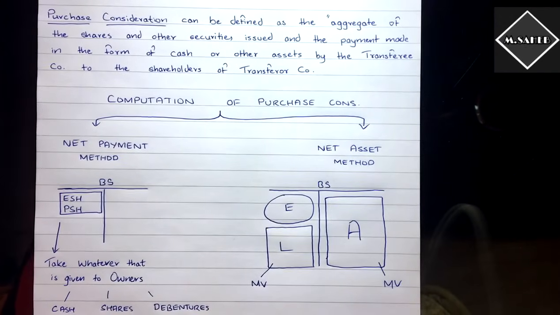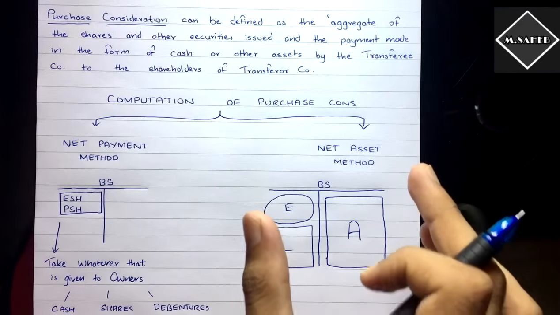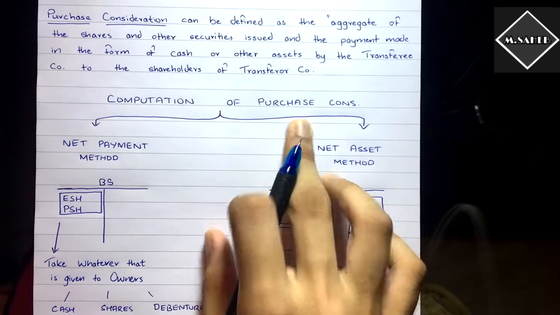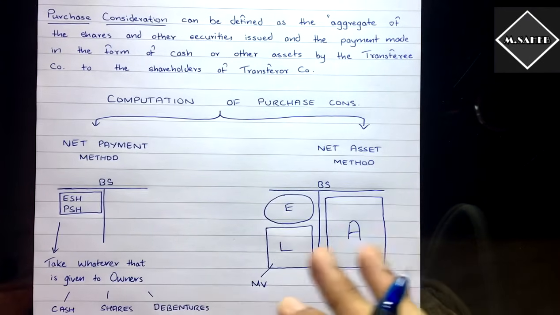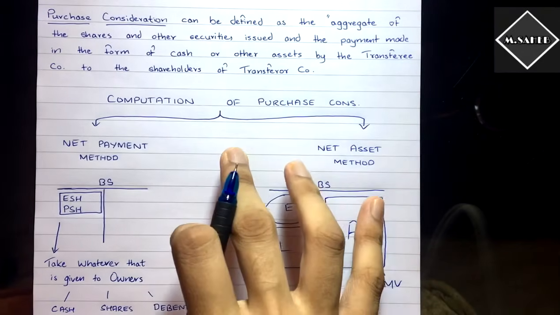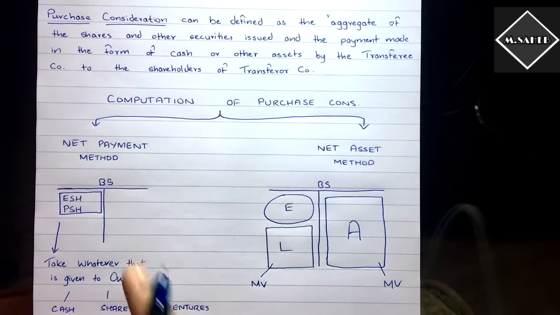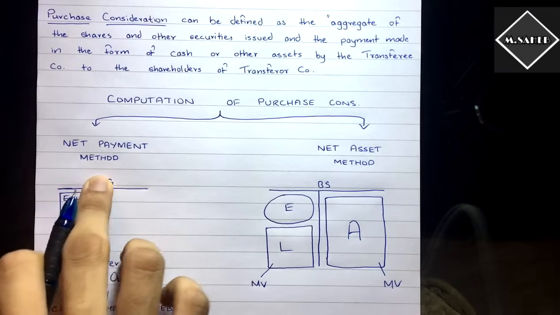Mostly in your BCom, BBA, BAF degree level exams, you get a small problem on purchase consideration for 4 marks, 5 marks or 6 marks, depending upon the university. When you see that problem, first you have to look for the information that you need to calculate by the net payment method. So first you are going to look for the net payment method.